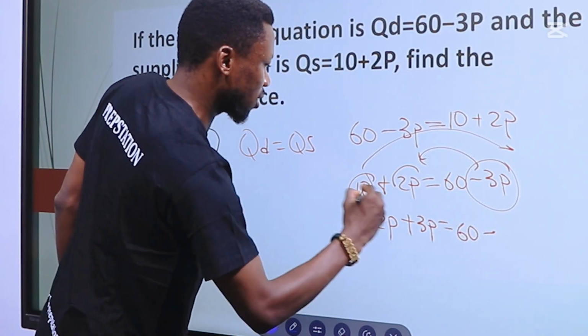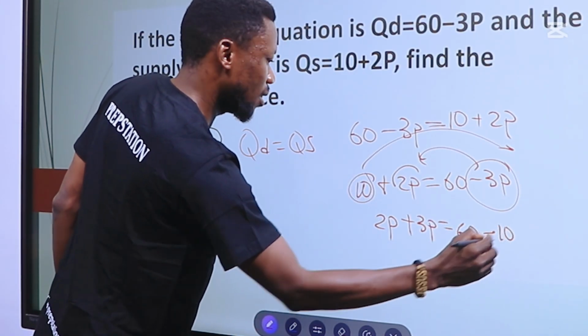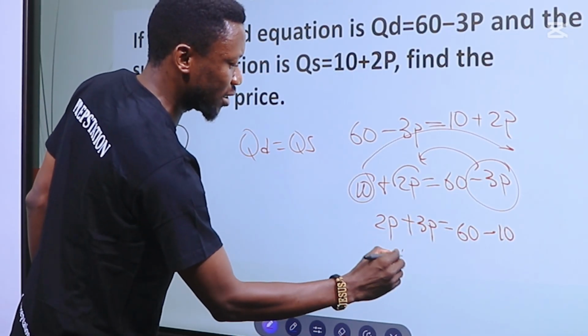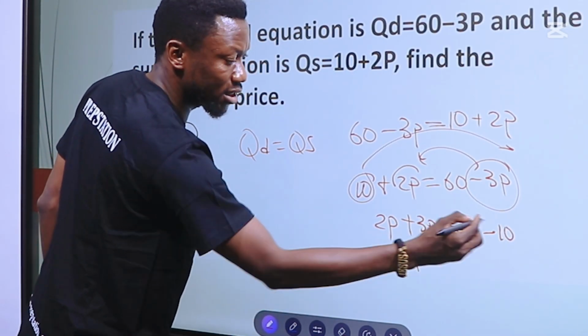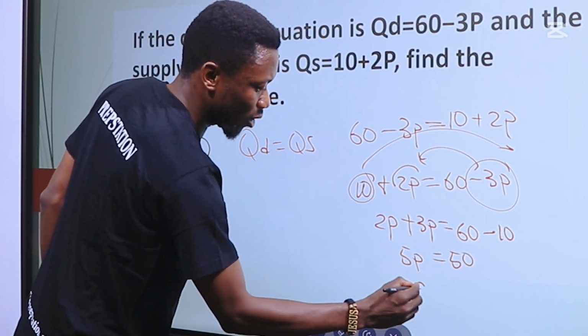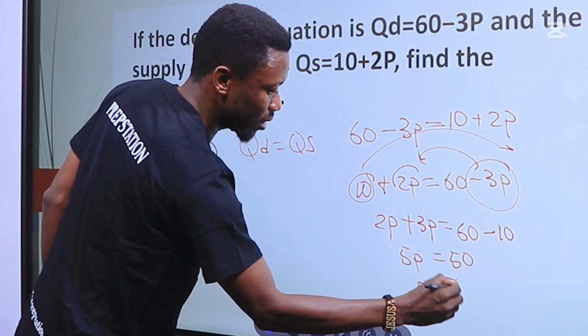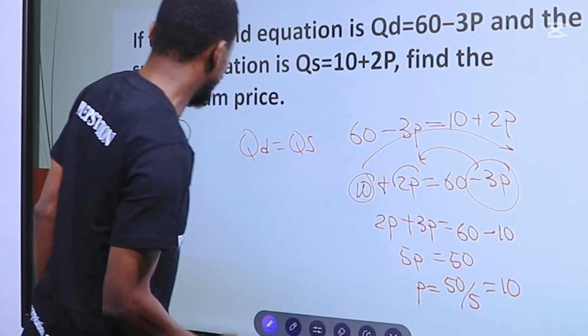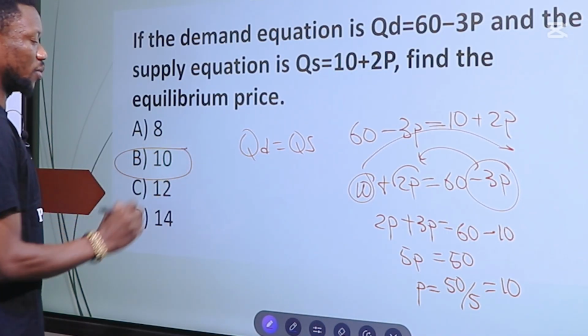minus, because this is positive, minus 10. So that will be 2P plus 3P is 5P, equals 60 minus 10 is 50. And if you solve this further, that will be P equals 50 divided by 5, and your answer will be 10. So the answer will be option B, and that is 10.